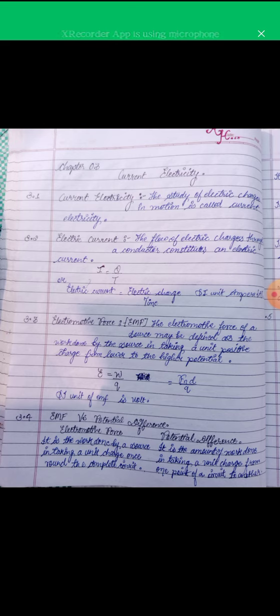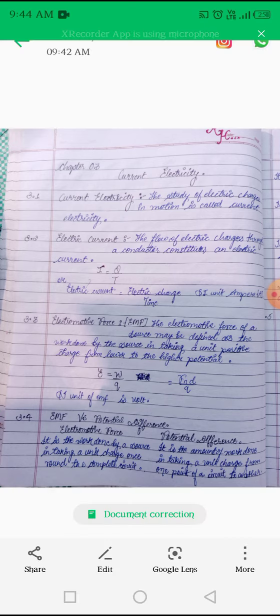EMF versus potential difference. Electromotive force: it is the work done by a source in taking a unit charge once round the complete circuit. Potential difference: it is the amount of work done in taking a unit charge from one point of a circuit to another.